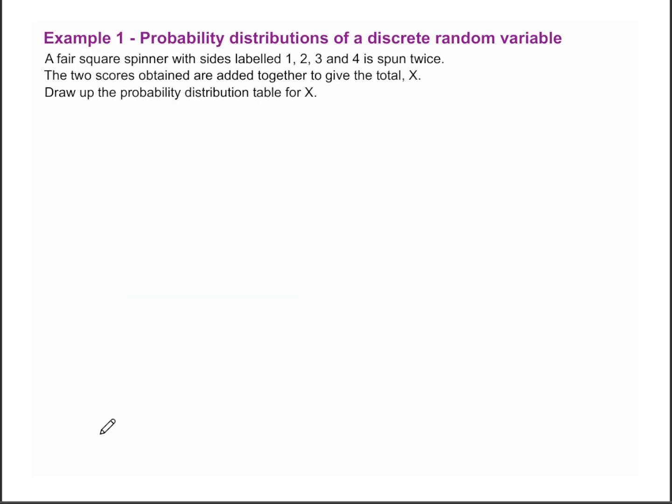We move on to an example where we are told that a fair square spinner with sides labeled 1, 2, 3, and 4 is spun twice.